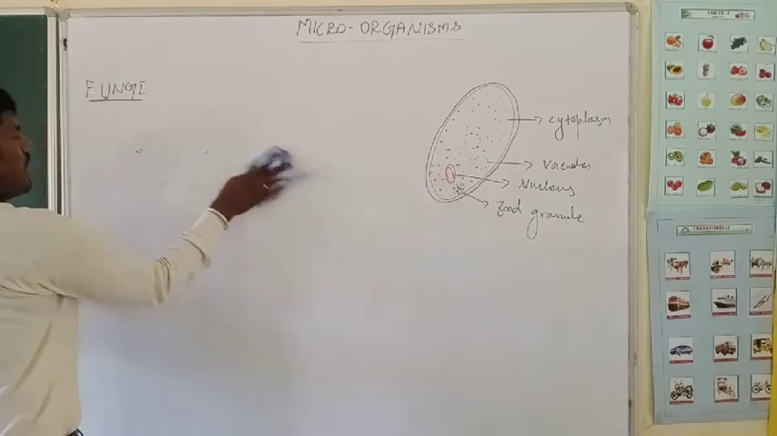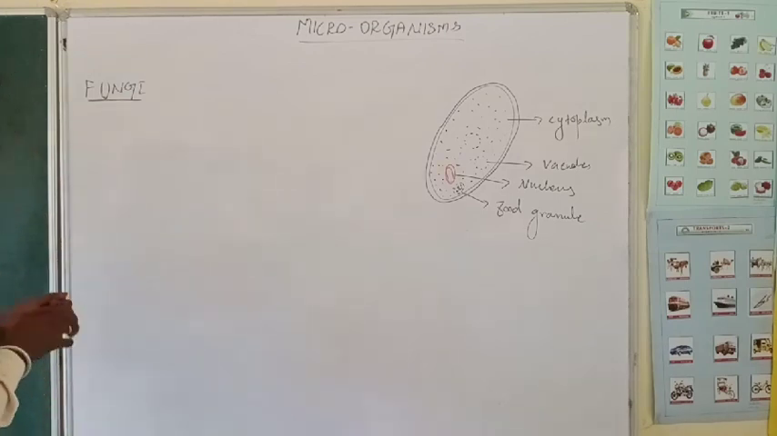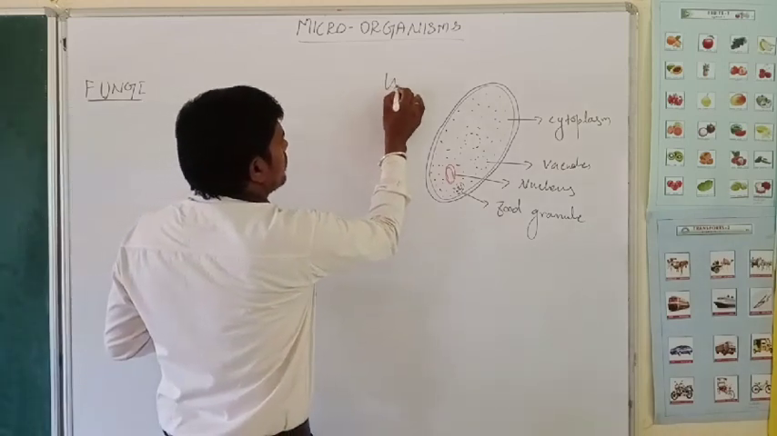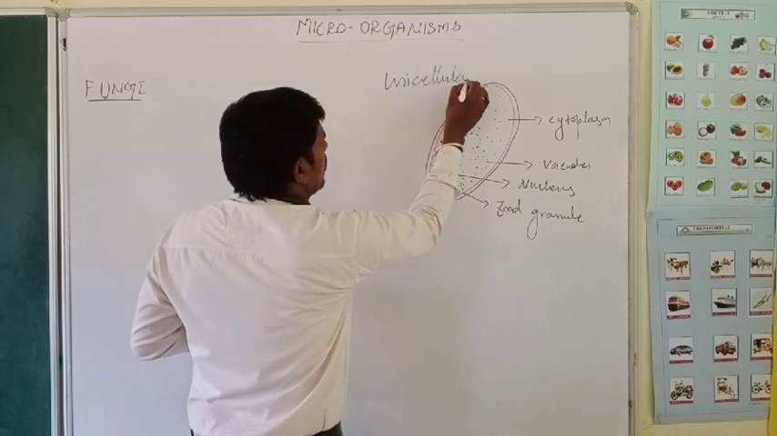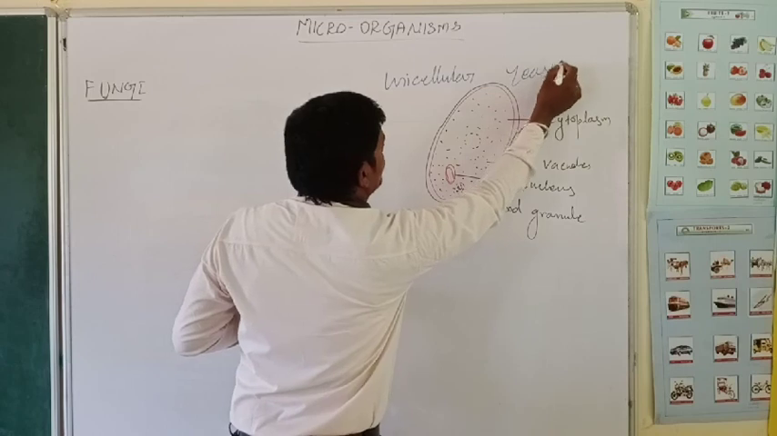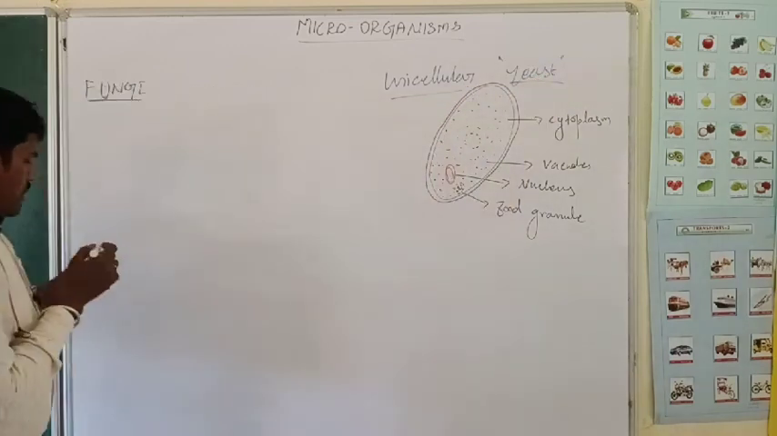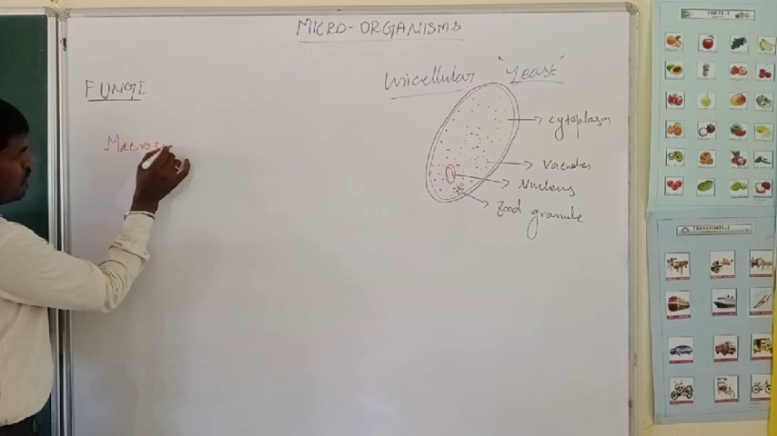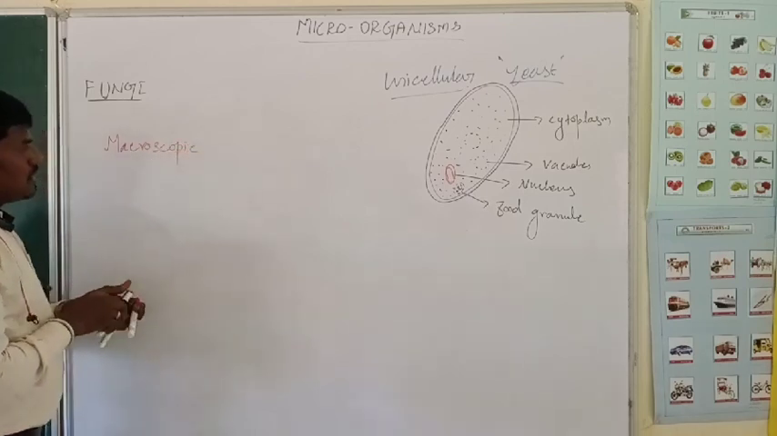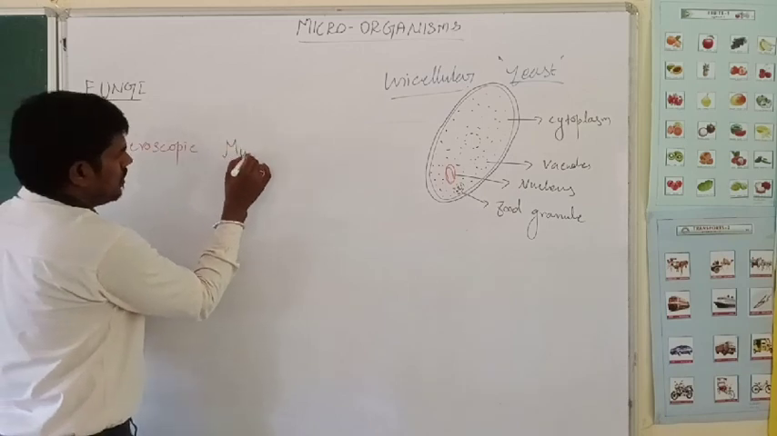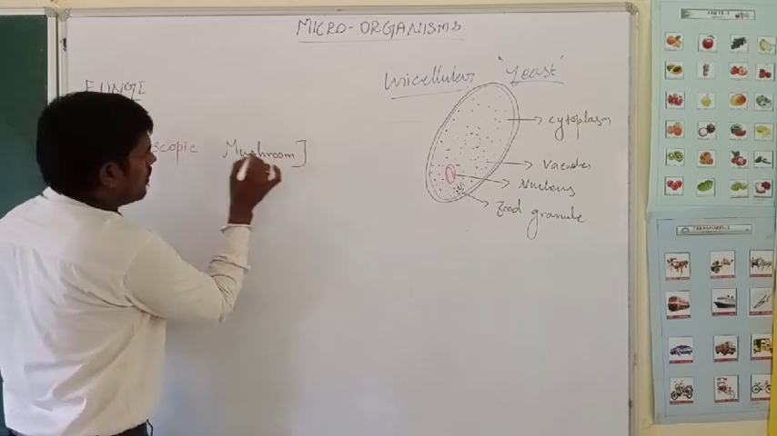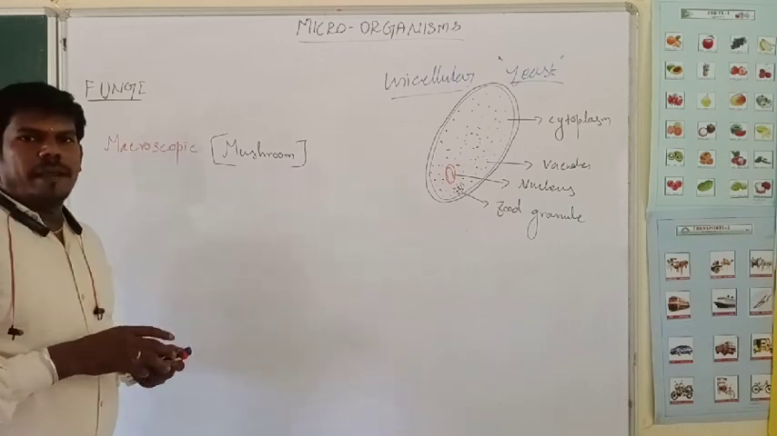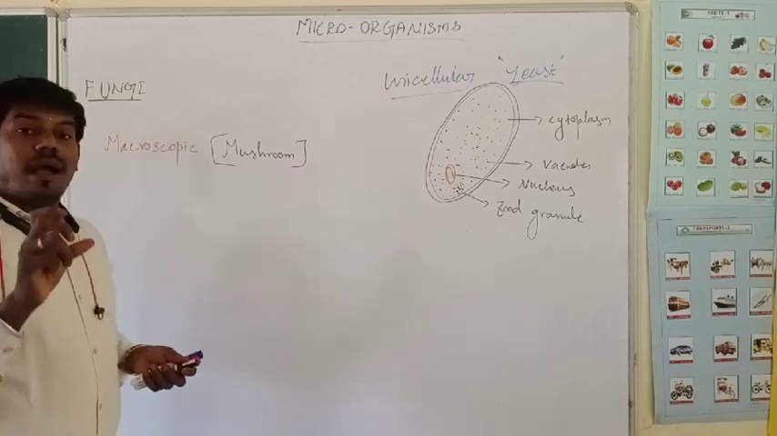Multicellular, a good example, already you know, is macroscopic, a good example being the mushroom. This is unicellular, for example yeast. And macroscopic, a good example, mushroom. You know mushroom very well, mushroom biryani. That utilizes fungi. There is the mushroom, Agaricus, which has an umbrella-like structure.